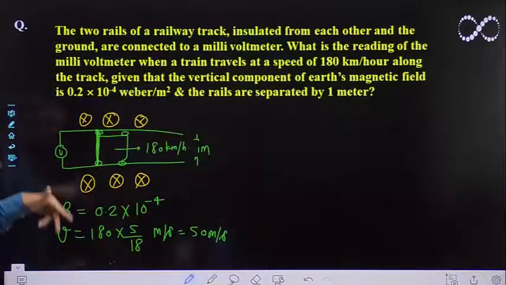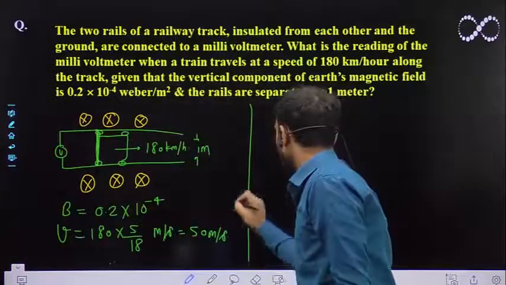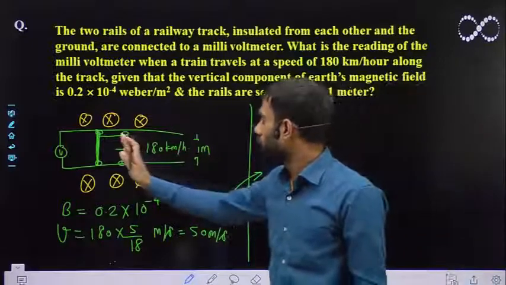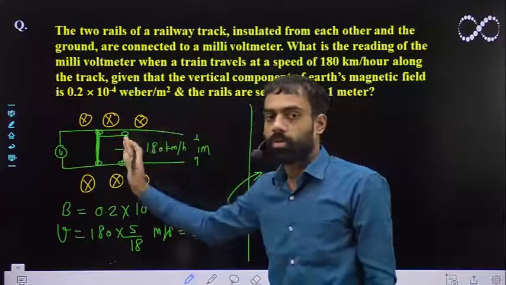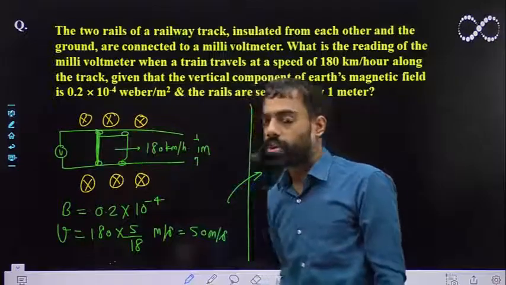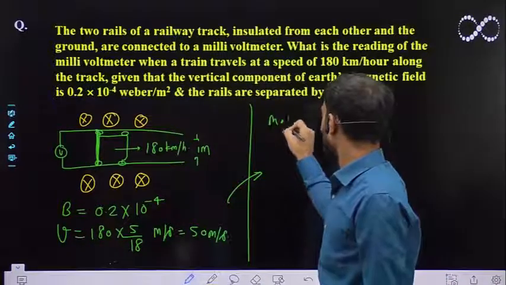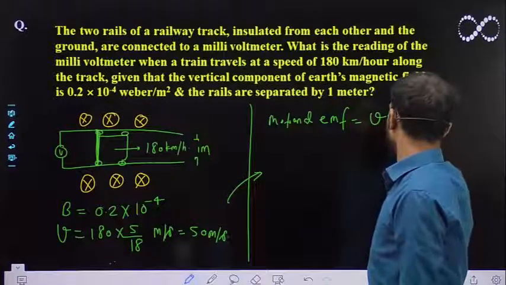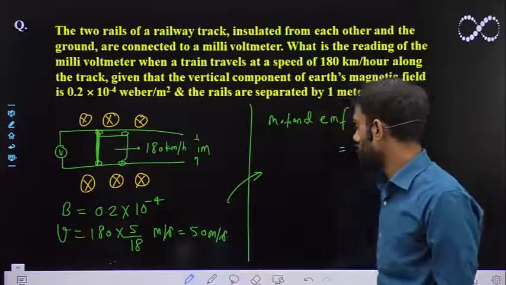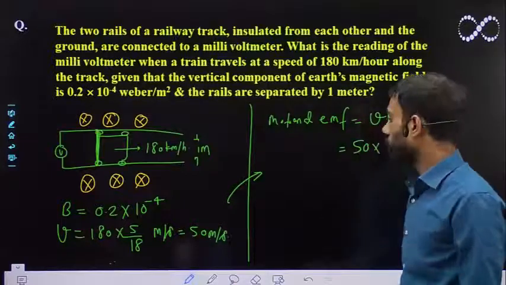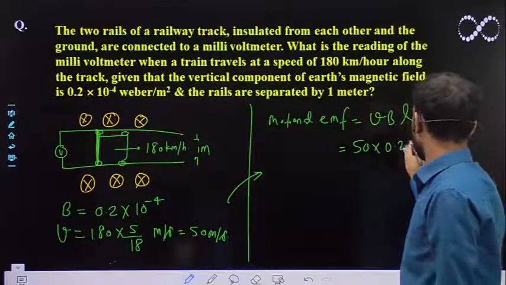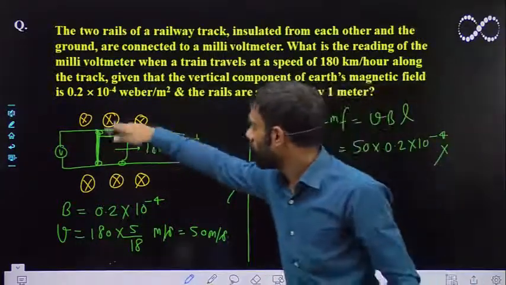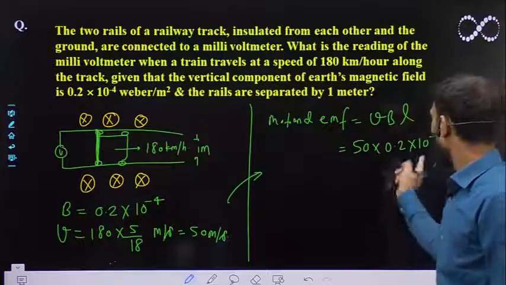Okay, so obviously, as you all know the formula of motional EMF, because here the magnetic field is not changing with time, here only the magnetic field is getting cut by the moving train. So we'll get the motional EMF here. So here motional EMF is equal to VBL. V is given how much? 50 meter per second. B is given in the question, 0.2 into 10 to the power minus 4, and the length is given 1 meter. So all I have taken in SI unit.